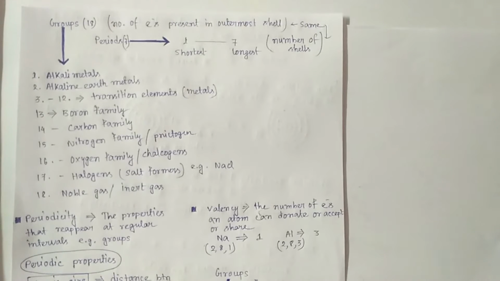Hi students, today's topic is about the periodic table, periodic properties and variations of properties. That is the first chapter of your chemistry syllabus of class 10.